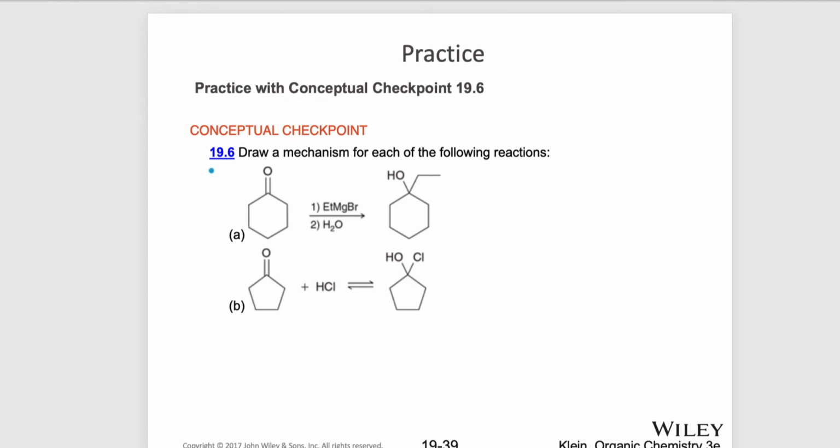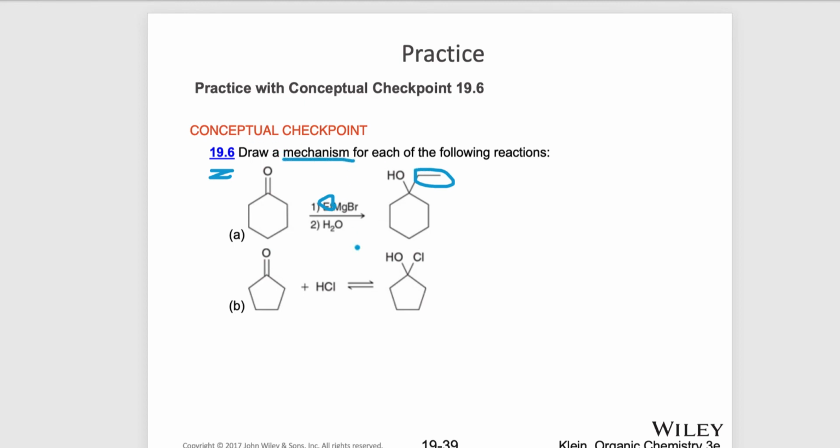Here under 19.6, we have a carbonyl group, a cyclohexanone, with a Grignard reagent that gives you this product. So the carbonyl group is converted to a hydroxyl group, and we have an ethyl group, Et, and this is this right here. Okay. Now, here it asks you to draw a mechanism.